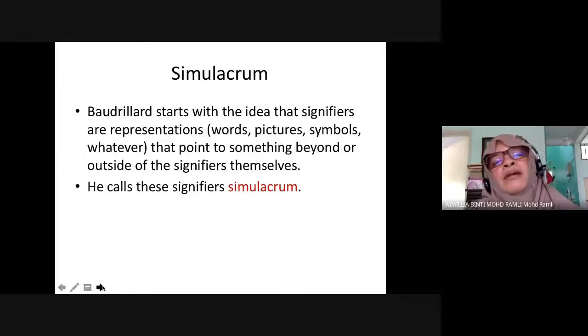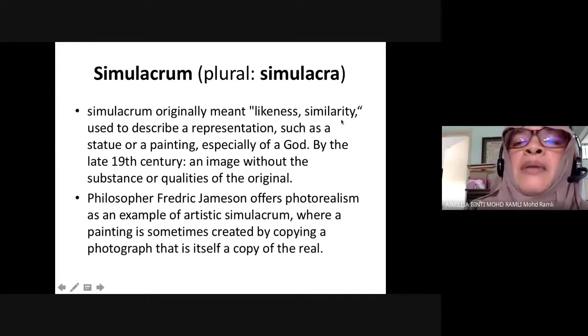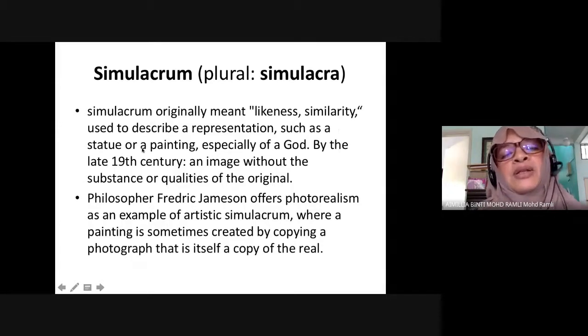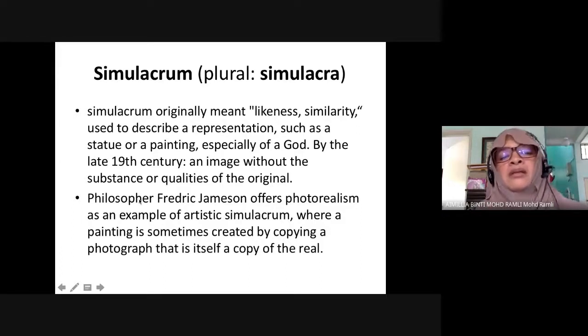So, simulacrum. Signifiers are representations that point to something beyond or outside of the signifiers themselves. Simulacrum originally meant likeness, similarity, used to describe a representation such as a statue or painting, especially of a god. But in the late 19th century, it represented an image without the substance or qualities of the original. Philosopher Frederic Jameson offers photorealism as an example of artistic simulacrum, where a painting is sometimes created by copying a photograph that is itself a copy of the real.